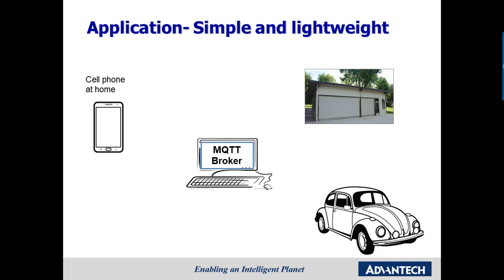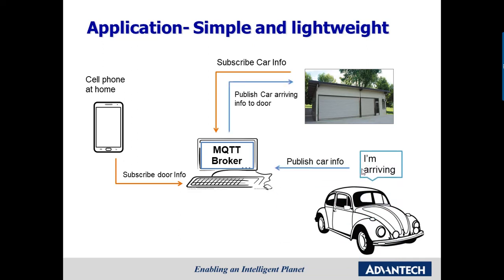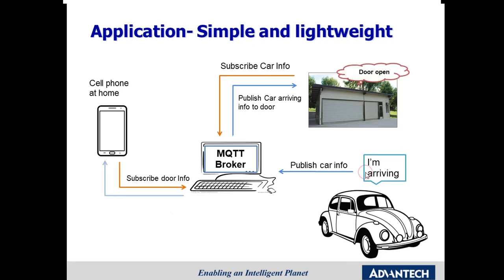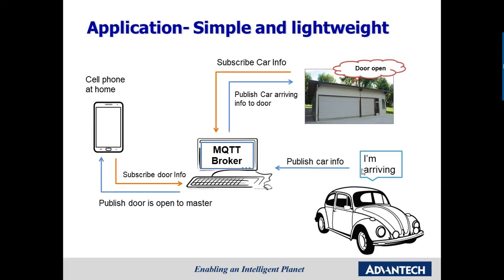Here we will talk about different MQTT features by using different application examples. Let's see the first application scenario, the automatic car detection and garage door open system. First, the garage has to subscribe to the car info topic, and the user has to subscribe to the door info topic. Then, when the car is arriving home, the car can publish the car arriving home message to the MQTT broker. Later on, the broker will pass the car arriving info to the garage to open the door. After the door is open, the broker will send the door is open info to the user's cell phone.